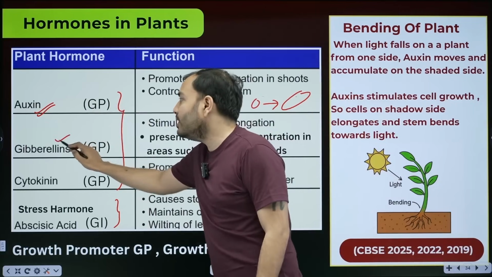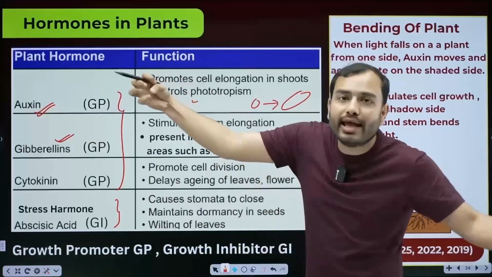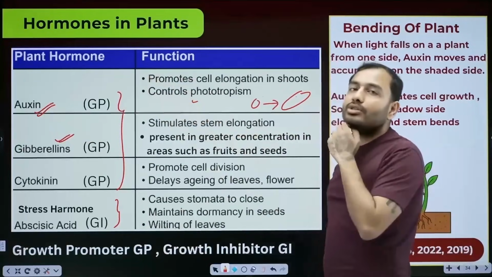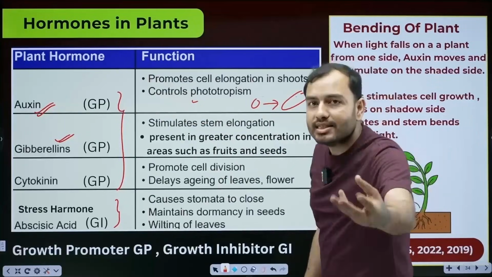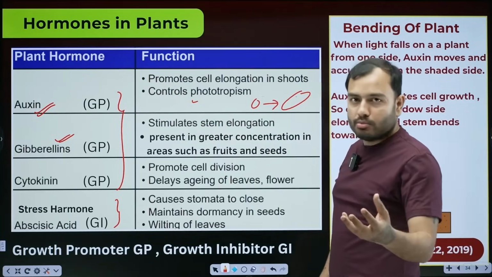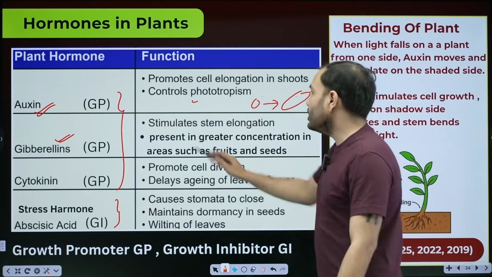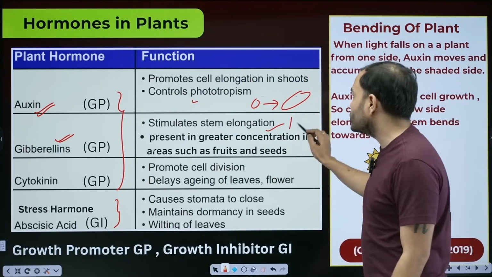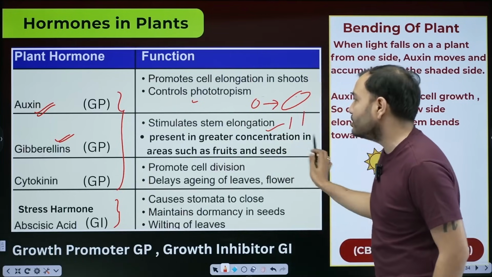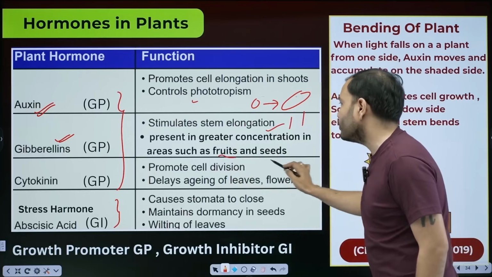The second is gibberellins. What does gibberellin do? It elongates the stems and is mostly found in fruits and seeds, where more growth is needed. They are growing parts, fruits, seeds, etc. It stimulates stem elongation. What does it do? It lengthens the stem. Present in high concentration in areas such as fruits and seeds.